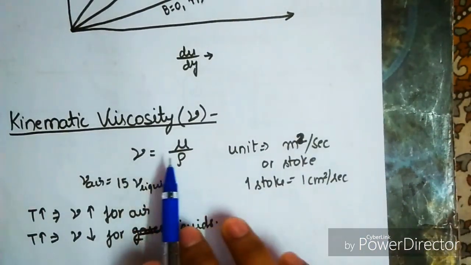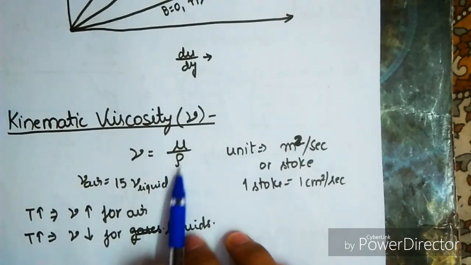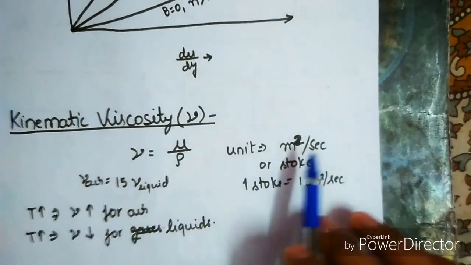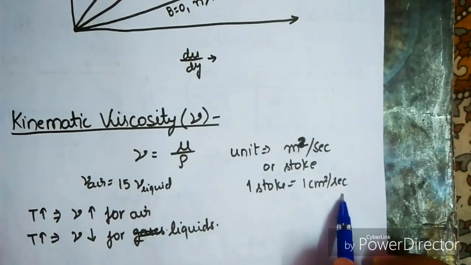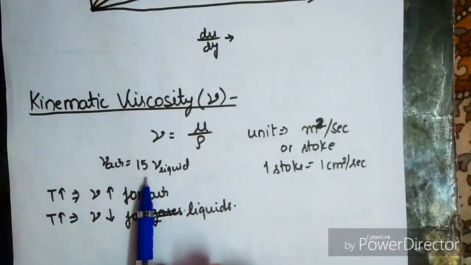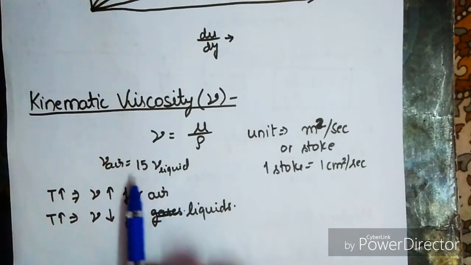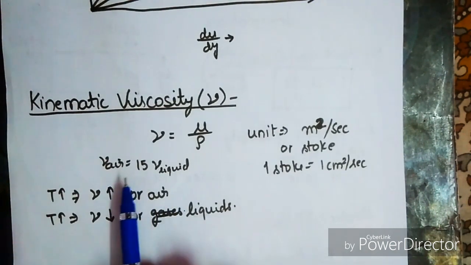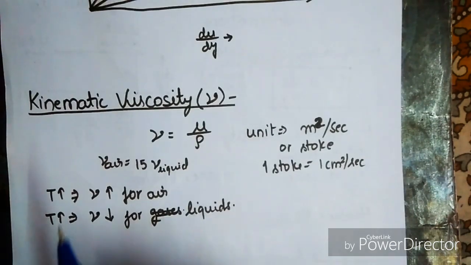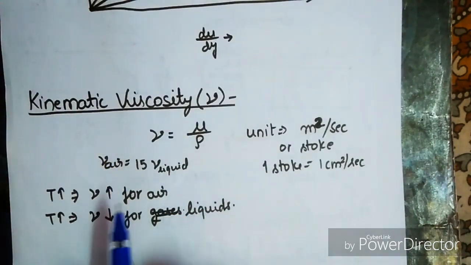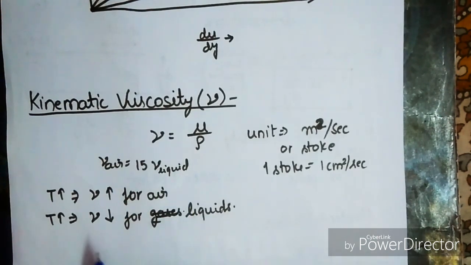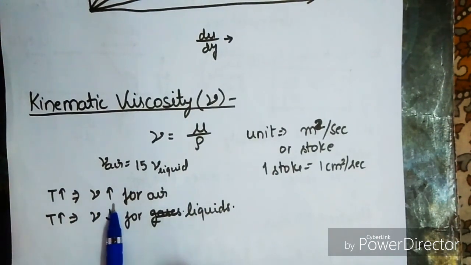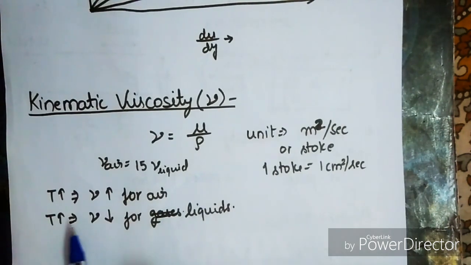Kinematic viscosity equals mu upon rho, that is, dynamic viscosity upon density. Unit is meter square per second or stoke. Okay, 1 stoke equals 1 centimeter square per second. Kinematic viscosity of air is 15 times kinematic viscosity of liquid. Okay, this is the reverse of that case. There, dynamic viscosity of liquid was 50 times dynamic viscosity of air, and now kinematic viscosity of air is 15 times kinematic viscosity of liquid. Okay, with increase in temperature, kinematic viscosity increases for air, and with increase in temperature, kinematic viscosity decreases for liquid.